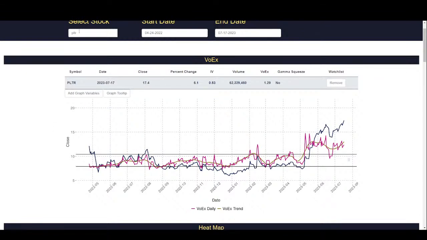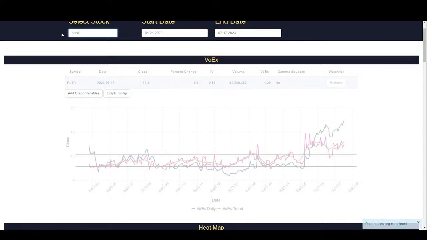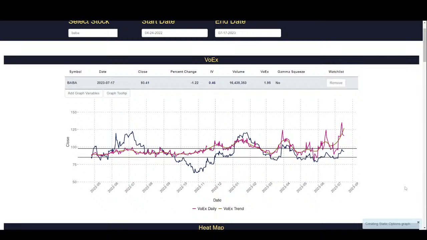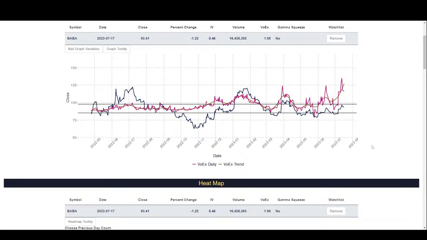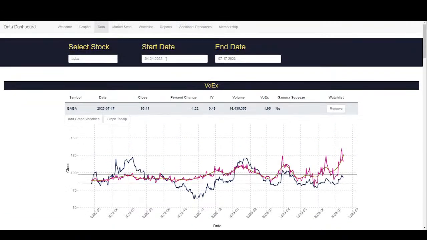Let's move on now to BABA, just to give kind of an opposite example. All right, so now that we have BABA here, we're going to take a look at kind of Voex behaviors over the course of this entire move.